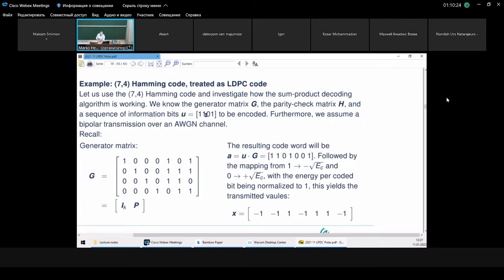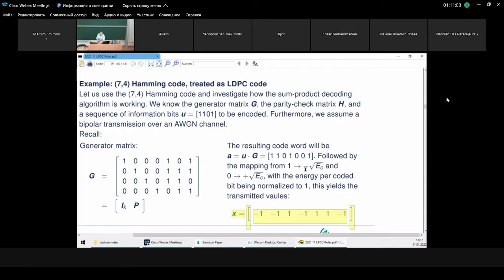The 7,4 Hamming code, as we were talking about the whole time, with its generator matrix, and we encode these 4 bits, 1, 1, 0, 1. We end up with the code word looking like this. We map it to plus minus square root E_C, so assuming again E_C to be 1, the ones are mapped to -1 and the zeros mapped to +1. This will be our transmitted vector x.